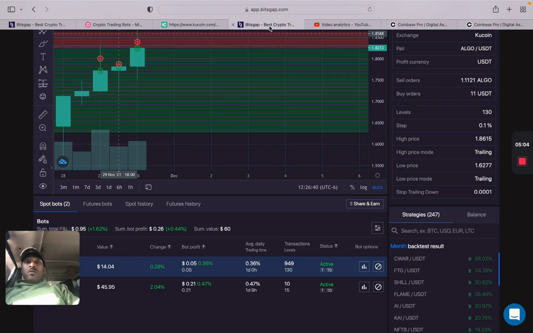But if we go back over here to my BitsGap, in 24 hours, literally just 1 day, this scraper bot has made me 5 cents. And then if we go down to this S bot, it's made me 21 cents. So I've already blown out anything that my bank account is going to give me, and this is only with what is this, $59? So essentially $60, and I've already made 26 cents in the last 24 hours, right?